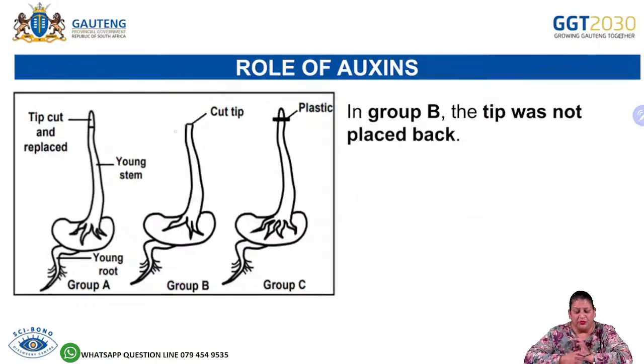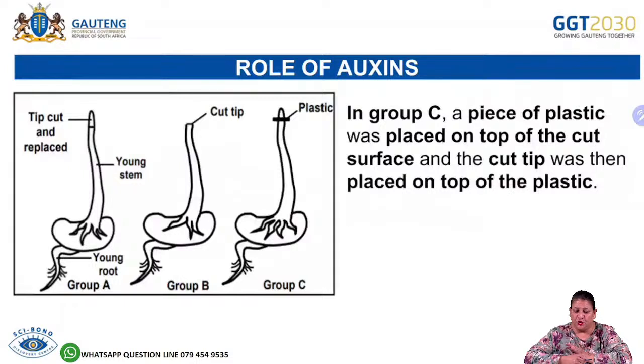Right, and let's look at how group C was treated. In group C, they cut the piece of the stem tip. The stem tip was cut here, right? Once it was cut, it was removed. So in group C, a piece of plastic was placed on top of the cut surface, and the cut tip was then placed on top of the plastic. So here is your stem. It was cut. Then at the cut part, they put a piece of plastic, and on top of the plastic, they put the cut tip, which means that the tip containing auxins was now placed on a piece of plastic and then the rest of the stem. That means that the tip containing auxins was separated from the rest of the stem.